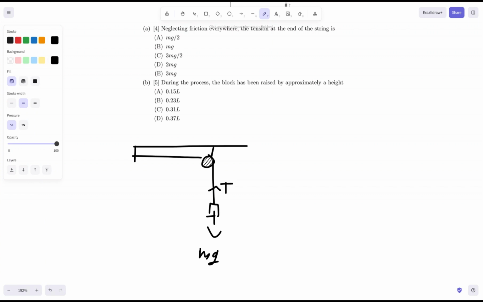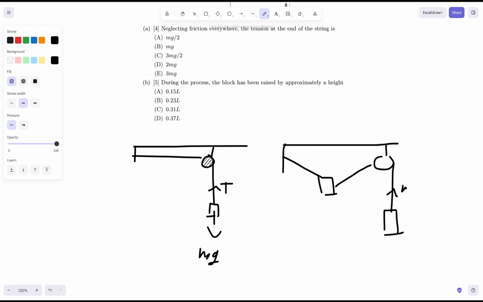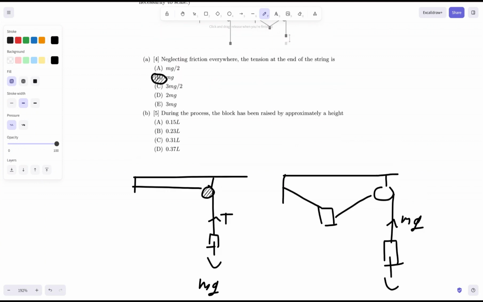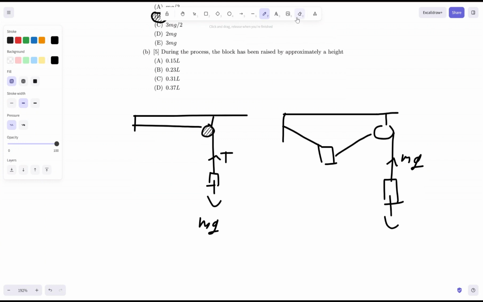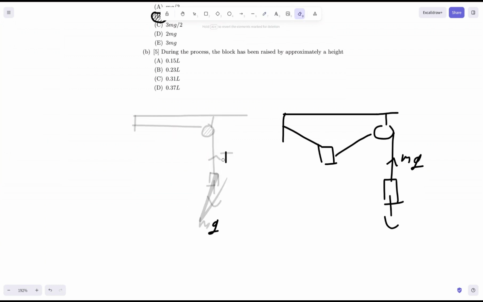So here's mg. Now you have the second diagram, and this is where the trick gets a lot of people. People think, oh, if you add another block, the tension will be greater. But it's actually just the same logic here. If the tension here is mg, it has to be mg everywhere else in the string. There's no other exception. So therefore the answer is B. Okay, that's good. Now we're going to move on to part B.